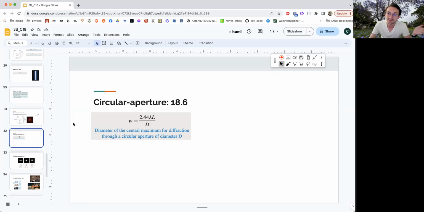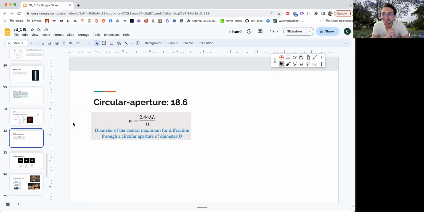And just as in the case of the single slit, where if we have an opening, it actually produces the same interference pattern as if we have a solid object. So hair makes the same interference pattern as having a thin slit. We can have a circular opening, and that'll make the same pattern as a solid circle.